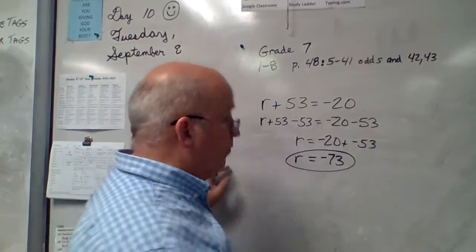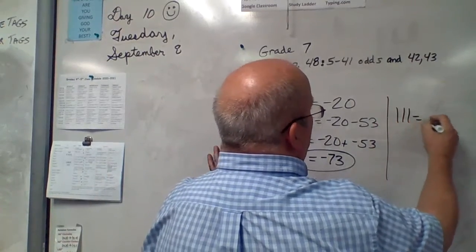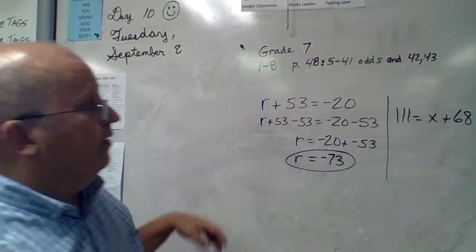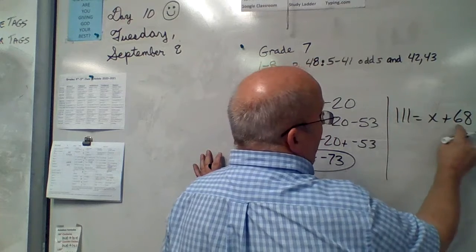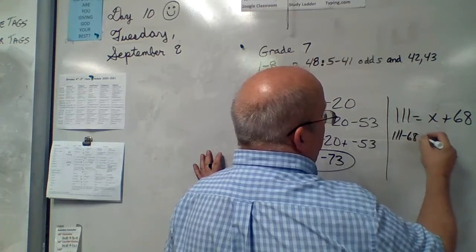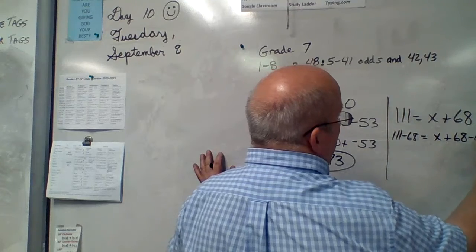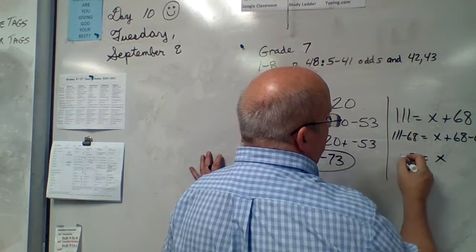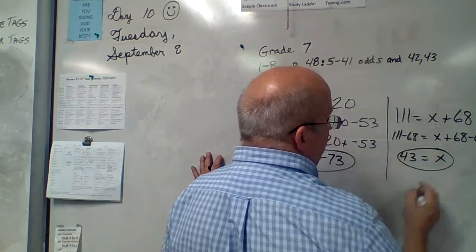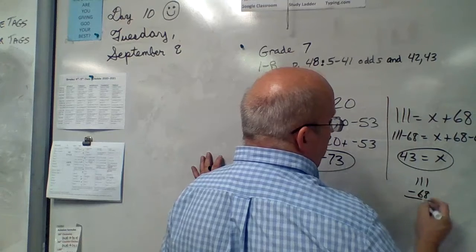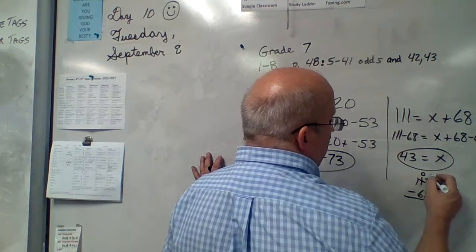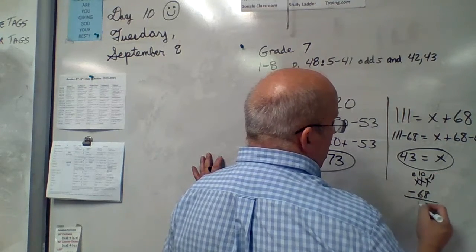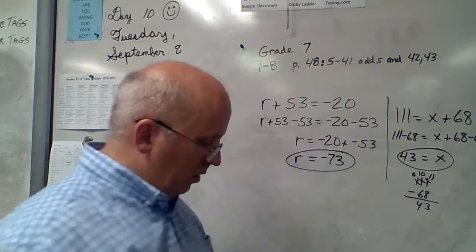How about this one? 111 equals x plus 68. How are we going to get x by itself here? What's the opposite of adding 68? Well, that's subtracting 68, isn't it? And when we do that, we get an x value on this side, and over here we get 43. x is 43 because 111 minus 68 is 43. Any questions about that?